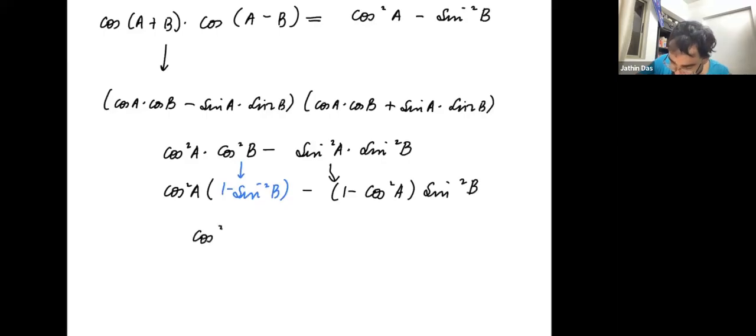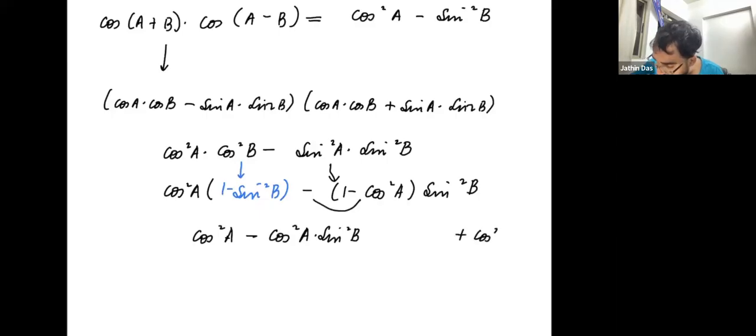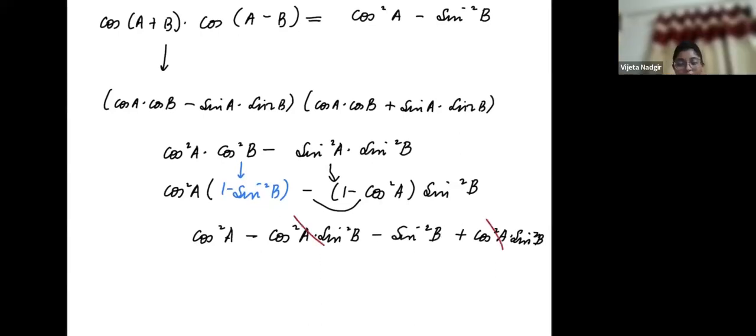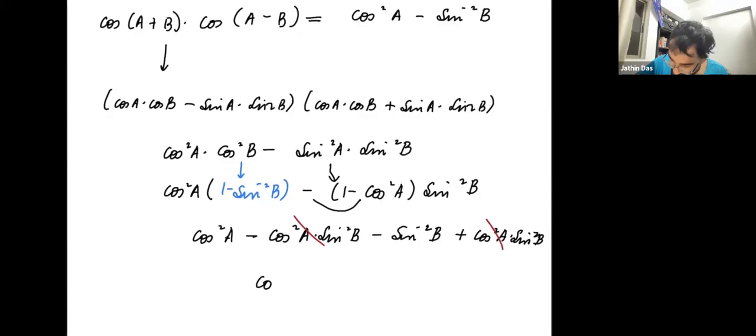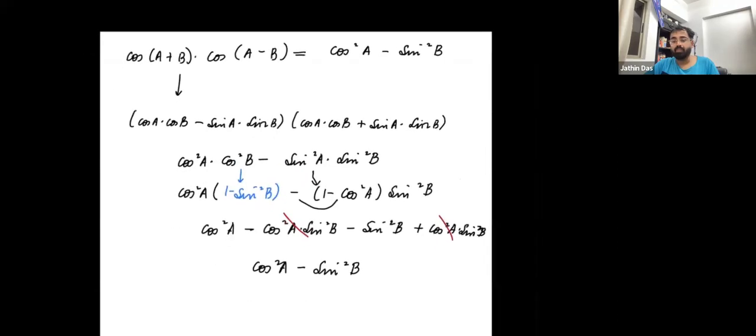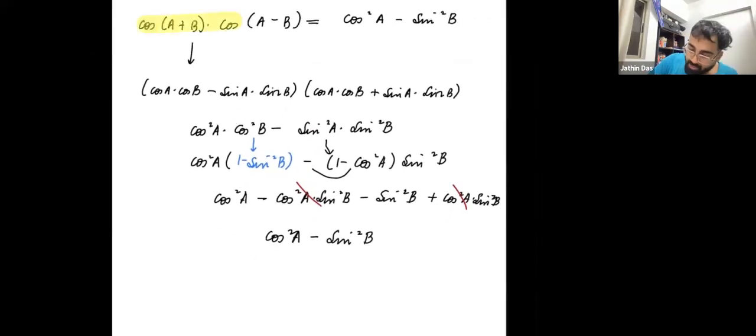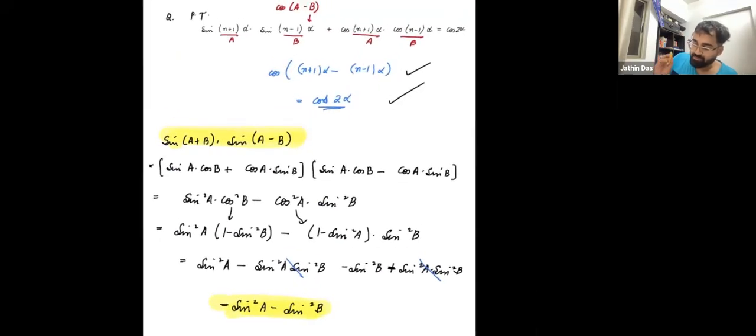So what will happen? You will get cos square A minus cos square A sin square B. If you do the opposite, it will add up. Here see that minus into minus becomes plus, cos square A sin square B, and minus sin square B. You are getting it? This will cancel out. So cos square A minus sin square B. So these are the two identities you have to remember. This and this.